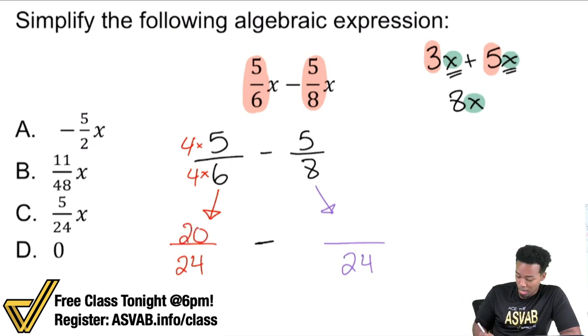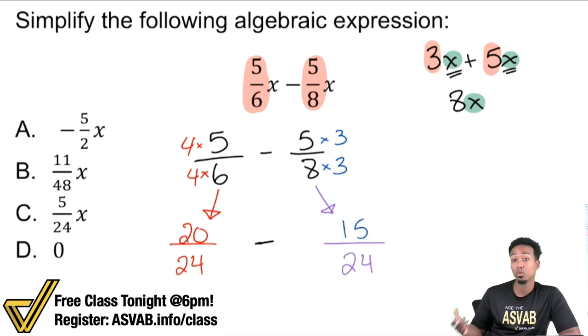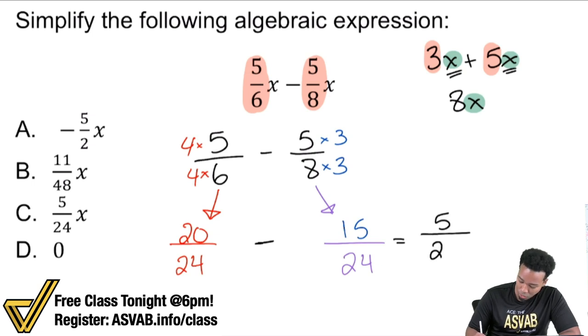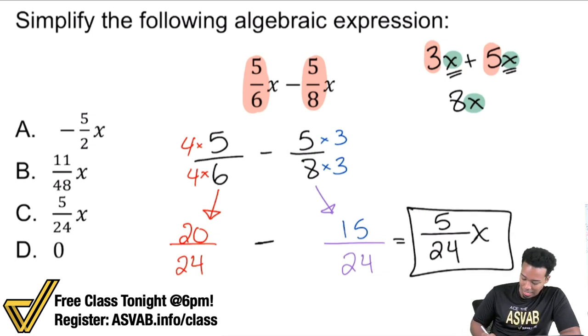Up next, we ask ourselves a similar question. How do I go from 8 to 24? Well, 8 times 3 is 24, and you do the same thing up top. So 5 times 3 will give us 15. And so we essentially have 20 over 24 minus 15 over 24. And there we go, we can subtract them now, and we'll get 5 out of 24. Just like we said earlier, we perform the operation and then bring the variable back. So it's 5 over 24x, and that's why C is the correct answer.